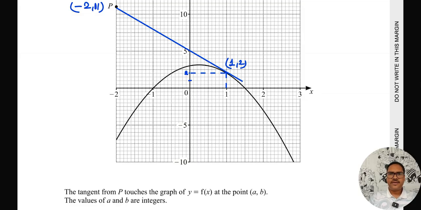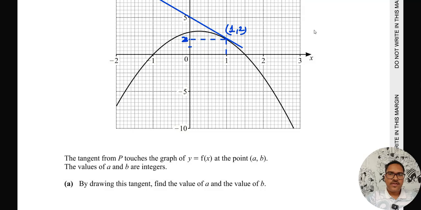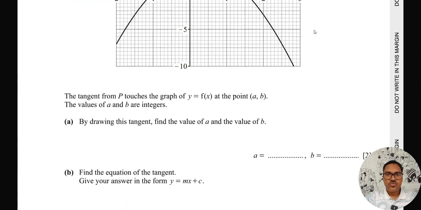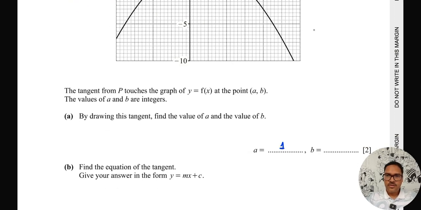We just need to read the graph. This is 2 because there are 10 gaps for 5, so each is 2. So what are the values of A and B? This is touching at (1, 2). So A is 1 and B is equal to 2.